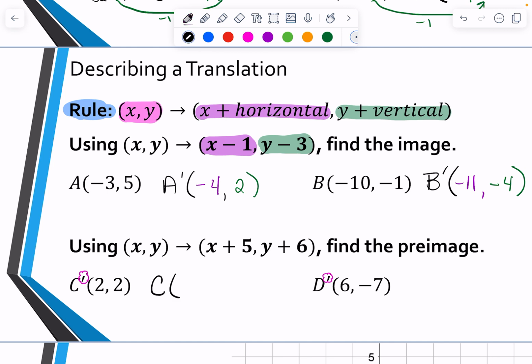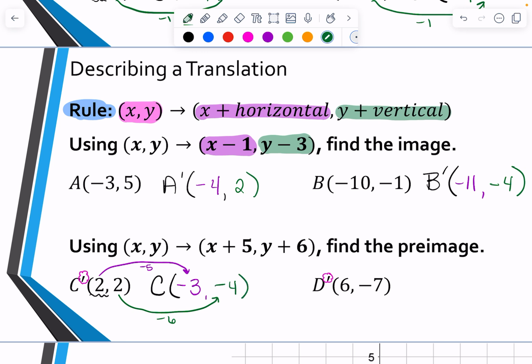So I'm looking for C. Just like before, you have to think back. If the pre-image was a number and I added 5 to it, I ended at the value of 2. So now to go the other way, we have to subtract. I'm going to take this, and instead of adding 5, I'm going to minus 5, which would put me at -3. Instead of adding 6 to the Y, I'm going to minus 6, and that would put me at -4.